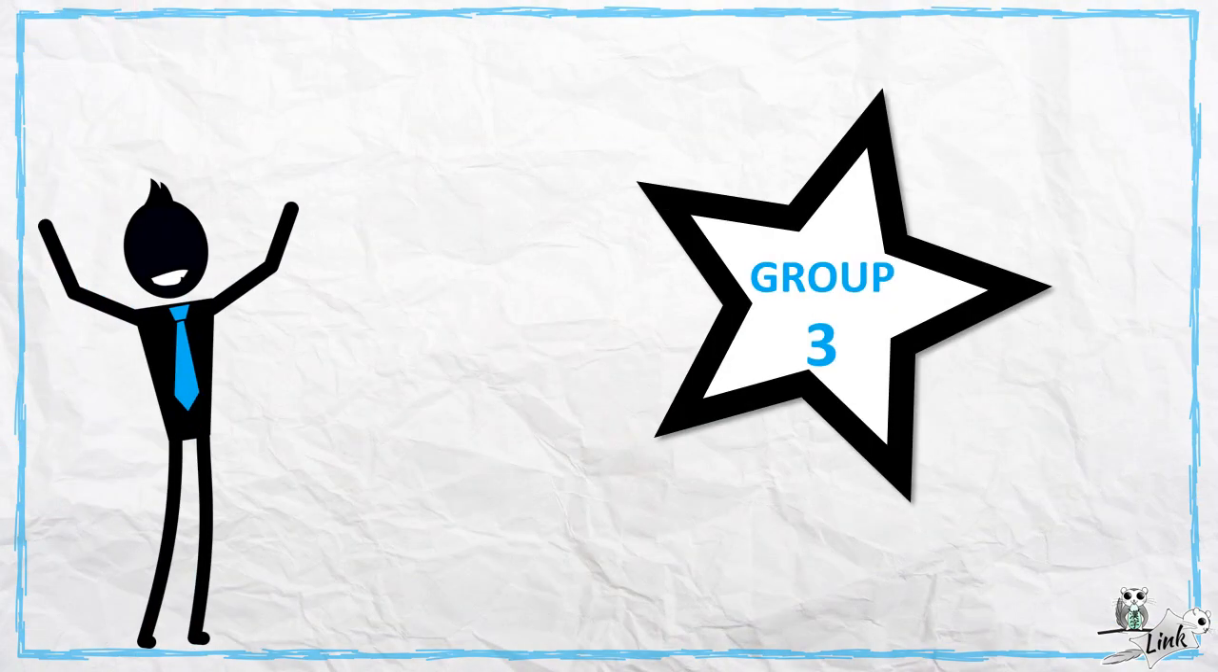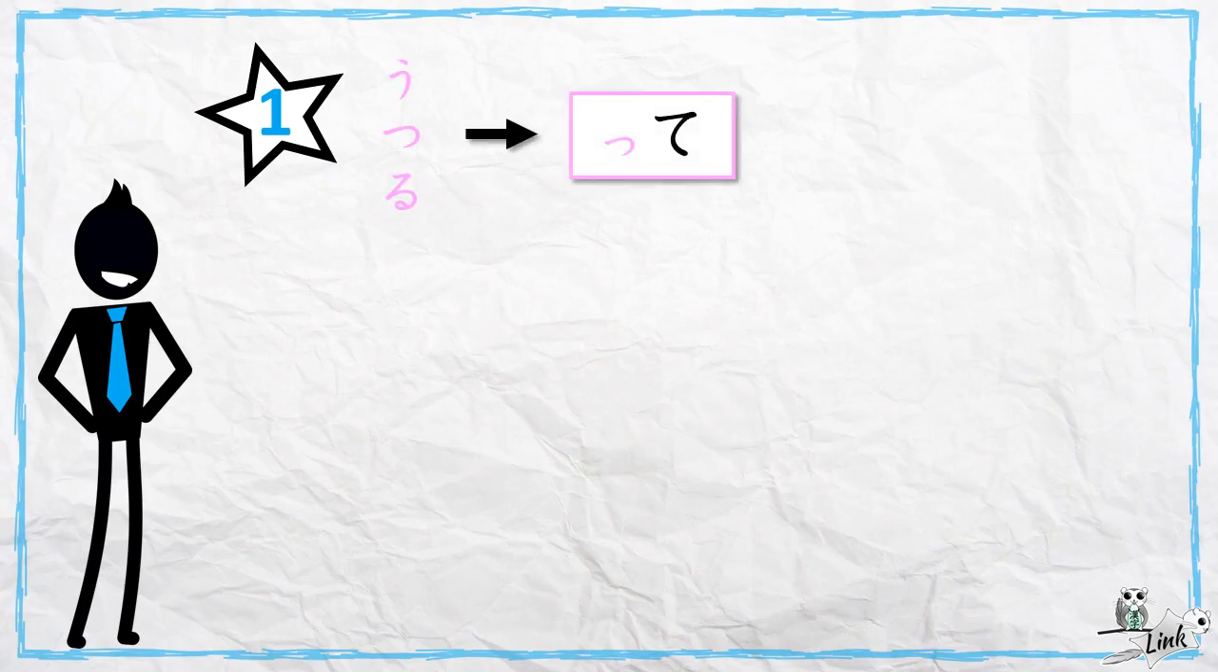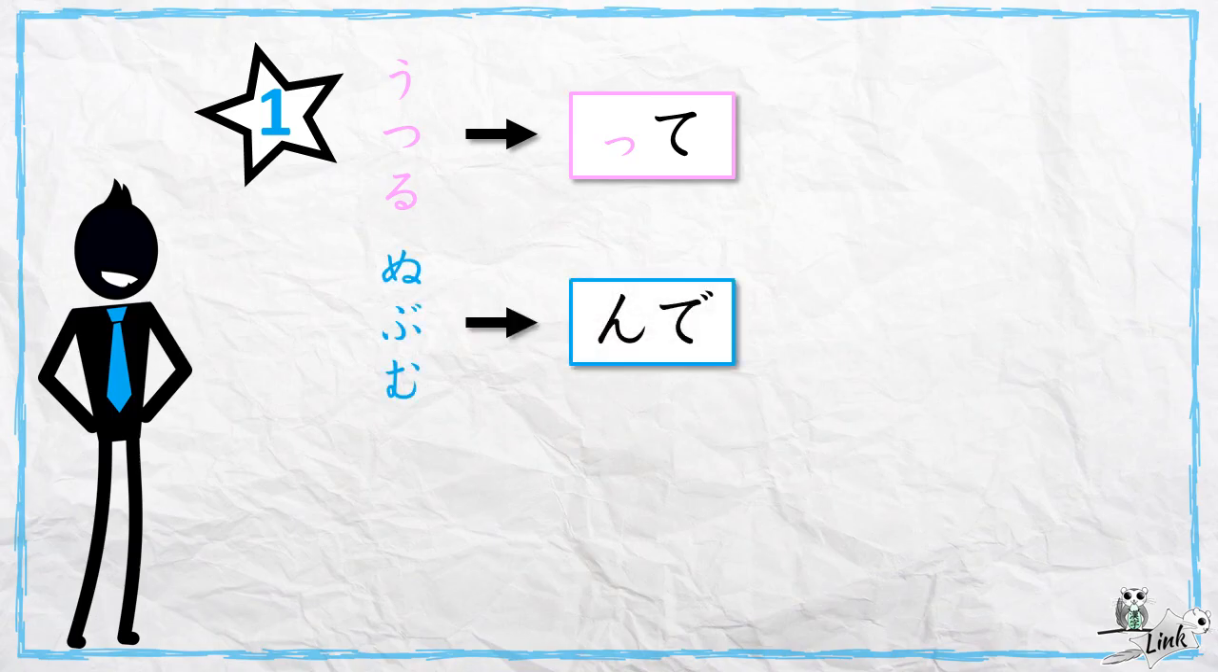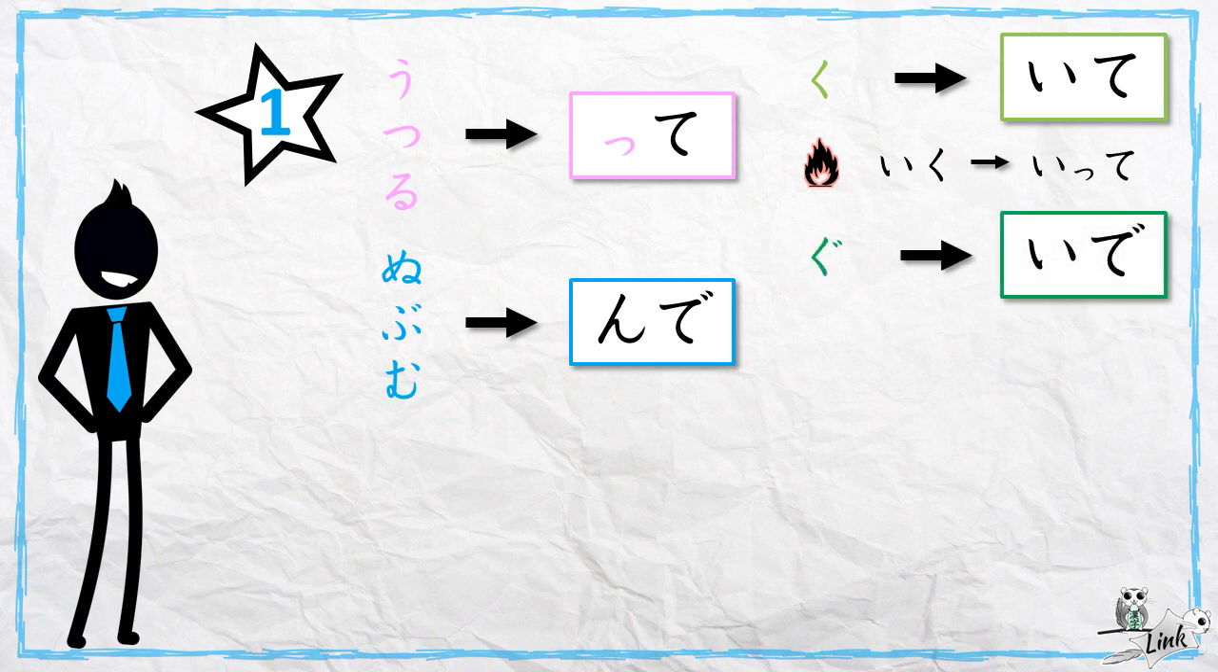Okay, Group 2 and 3 were easy. But do you remember Group 1? Not so sure? Let's summarize everything. Inside the group 1, there are 5 subgroups. Verbs that end with u, tsu, ru become te with a small tsu. Verbs that end with nu, bu, mu become nde. Verbs that end with ku become ite, except the verb iku, to go, which becomes itte with a small tsu. Verbs that end with gu become ide, and verbs that end with su become shite.